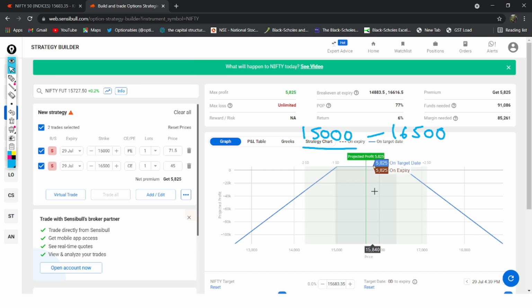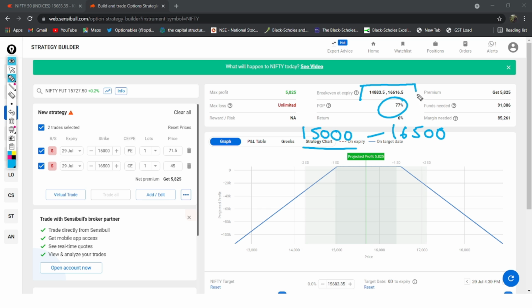So you can see that my probability of profit while doing this comes to 77%, and I have my break evens at 14,880 and 16,616. So this is my break even, and this is well beyond my range. So my range was 15,000 to 16,500. So now this is how you create a short strangle. On the lower range, you end up shorting your put option. On the upper range of your expectation, you end up shorting your call option.